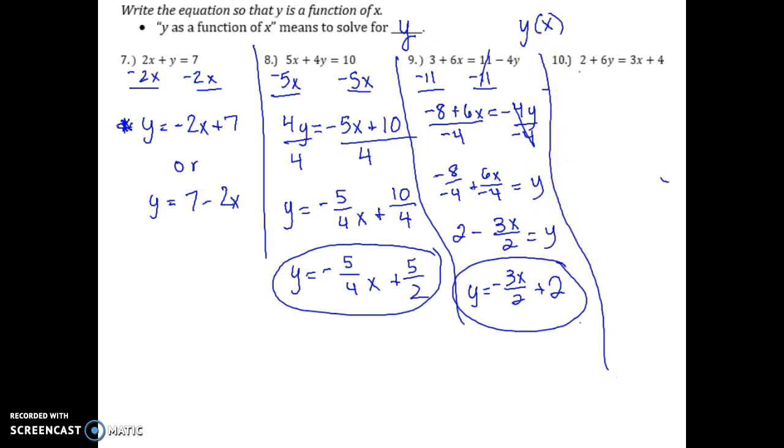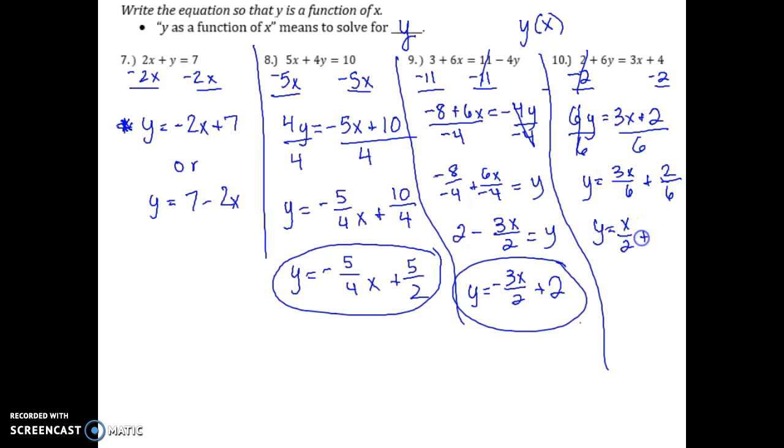All right, the last one we've got, we're solving again for y. So we're going to subtract 2 from both sides. 6y is going to be equal to 3x, and we combine our terms. Positive 4 minus 2 is plus 2. Then we divide everything by 6. Y is going to be equal to 3x over 6 plus 2 over 6, which we can simplify to be y is equal to x over 2 plus 1/3.